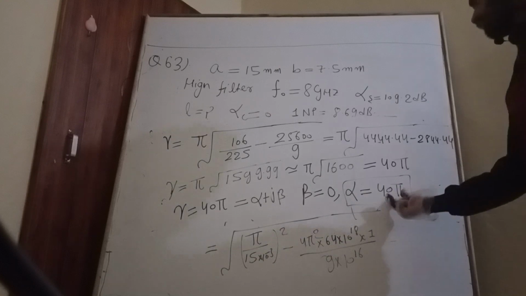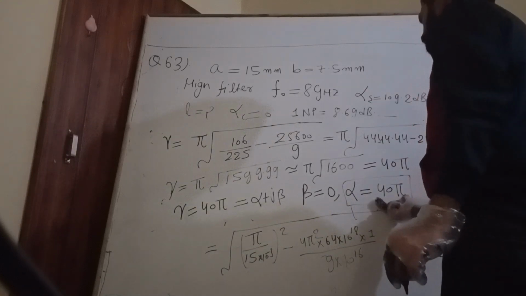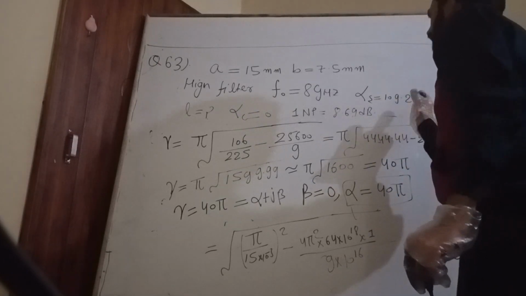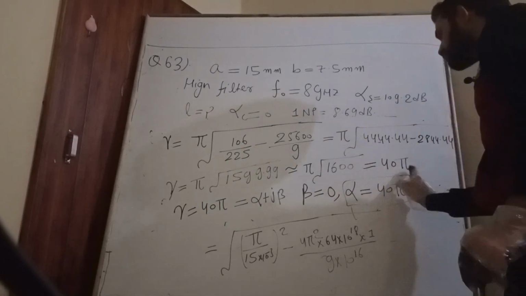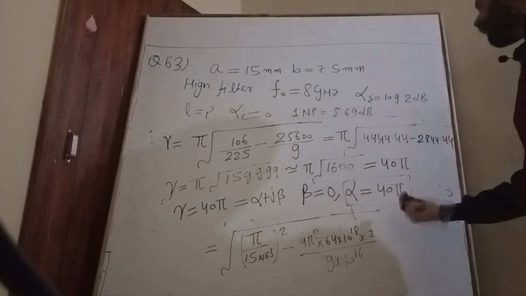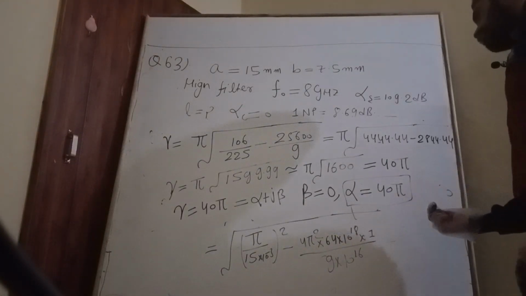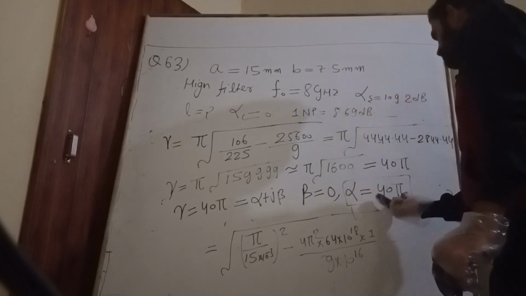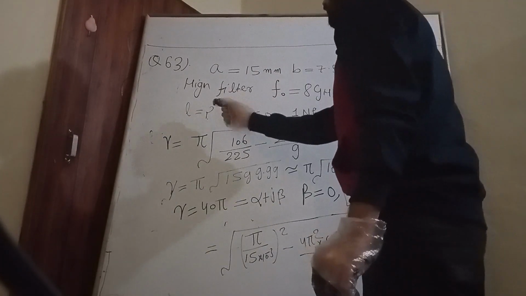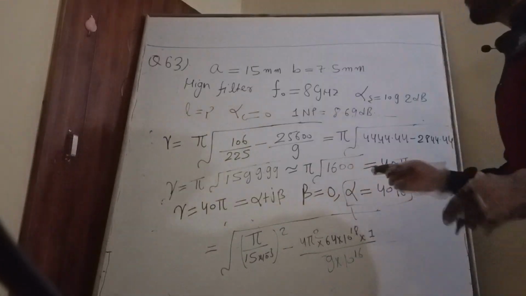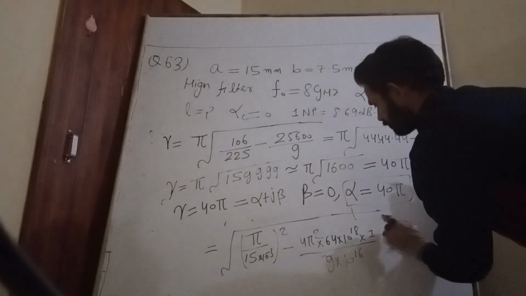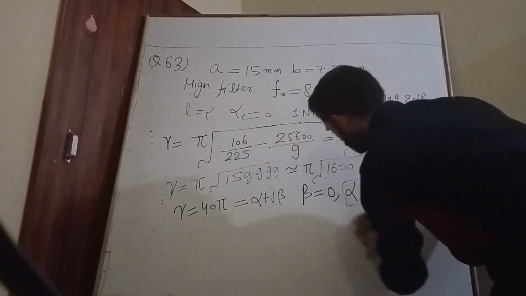So there is no need to convert this into dB. Why? Because we have already converted this attenuation factor into linear. So there is no need to convert this alpha attenuation factor into dB. Keep it as it is. It remains the same, and we will put this in here and get the value of the length of the filter. So now see here, what is the final result?